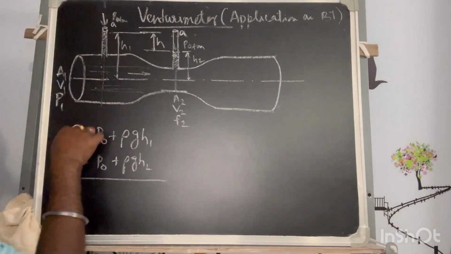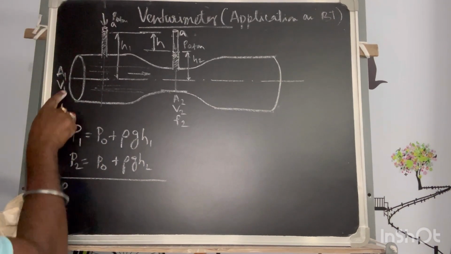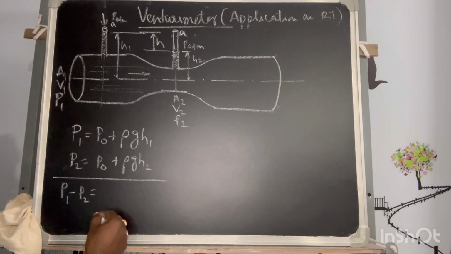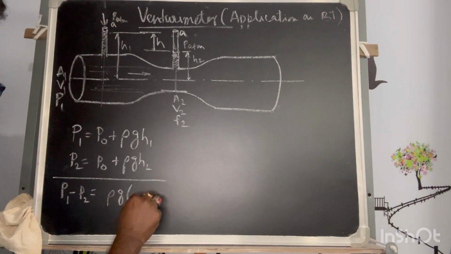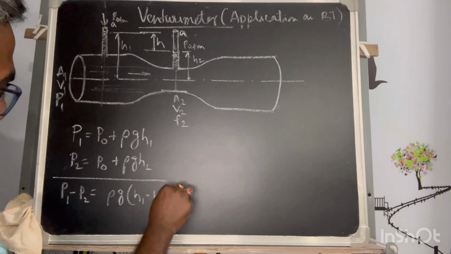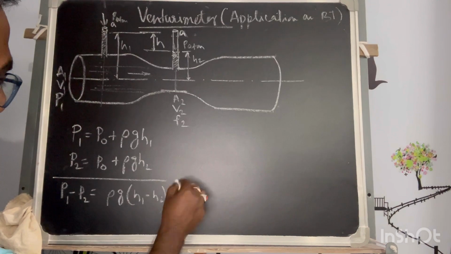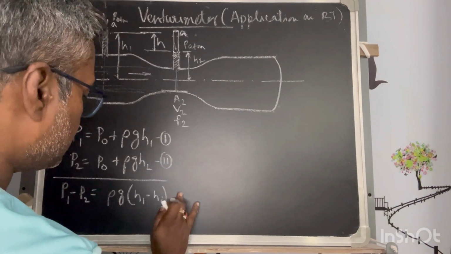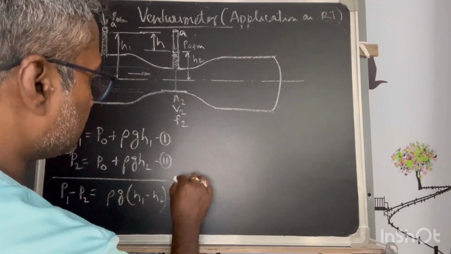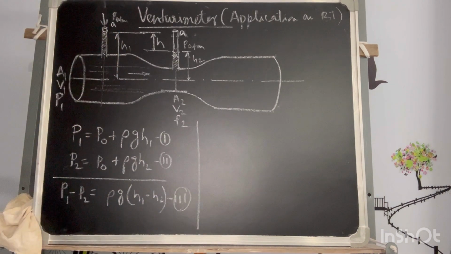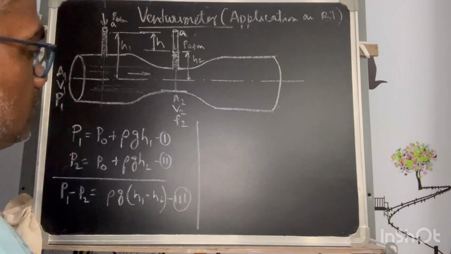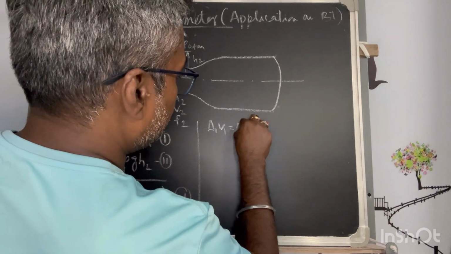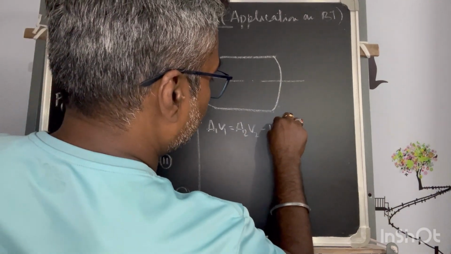Now what is P1 minus P2? P1 is obviously more, because liquid is flowing this way, so in P1 minus P2 the P0 will be cancelled out, rho g will be common, and this is equal to rho g into H1 minus H2. Okay, this is the first equation, this is the second equation, and this will be the third equation. Now this part is over according to the static flow. What do we know about the steady flow? The equation of continuity is A1 V1 is equal to A2 V2. This will be your fourth equation.